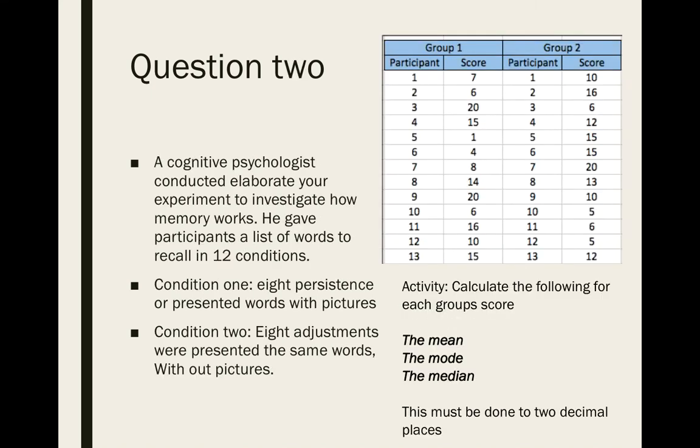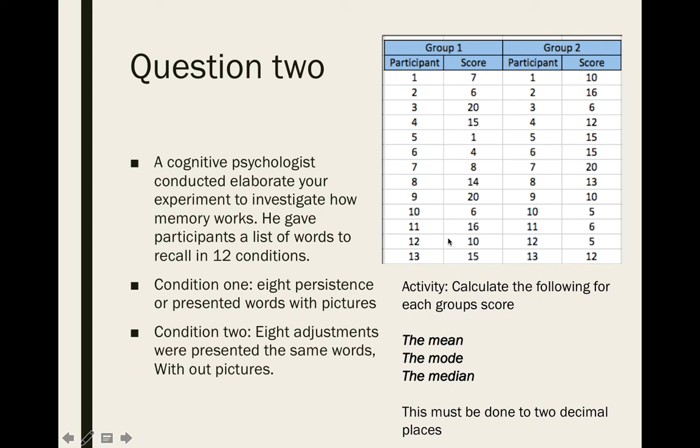Question 2. A cognitive psychologist conducted an experiment to investigate how memory works. He gave participants a list of words to recall in 2 conditions. Condition 1, participants were presented with words and pictures. Condition 2, just words. Here are the results.